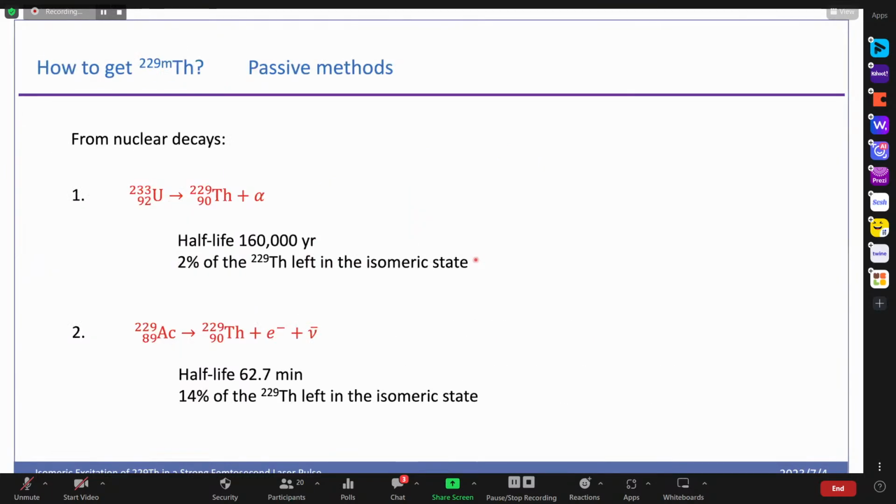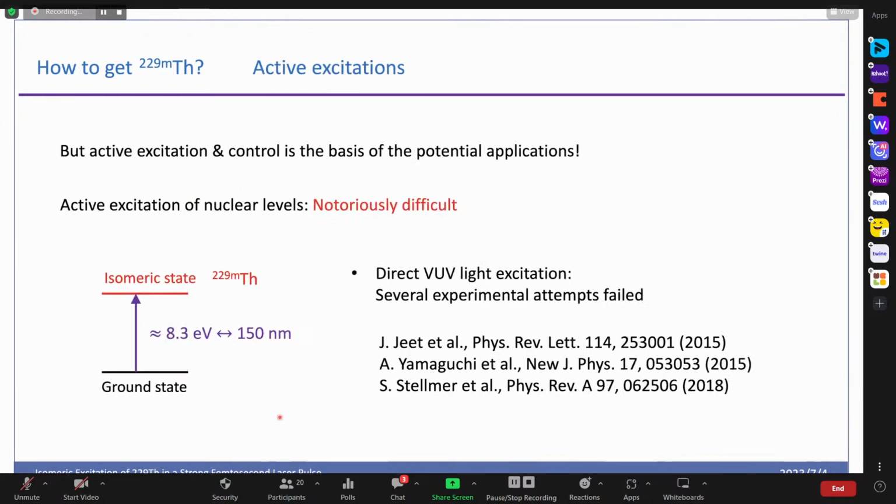This isomeric state can be obtained from nuclear decays, for example from alpha decay of uranium-233. 2% of the thorium-229 nuclei are left in the isomeric state. Or it can be obtained from beta decay of actinium-229, where 14% of the nuclei are left in the isomeric state. We call these passive methods. We are more interested in active excitation methods.